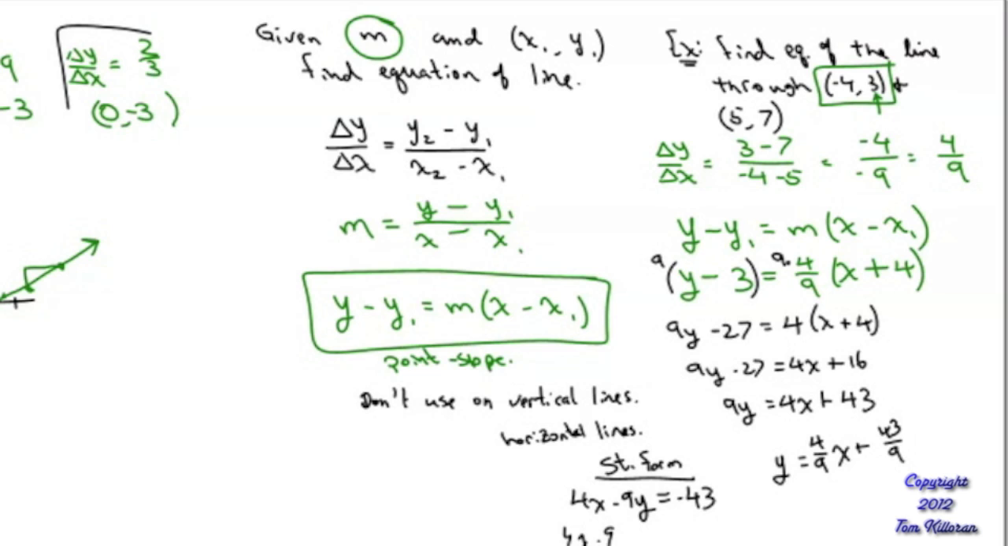Some textbooks actually write the answer this way: 4x minus 9y plus 43 is equal to 0. They consider that standard form. Most books don't, but some do, just in case you run into another math book later in life. But this is the equation I'm looking for. I want it solved for y. I want you to be able to graph it.